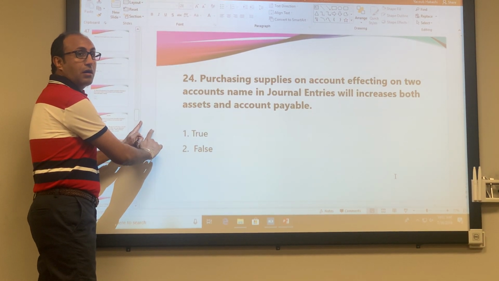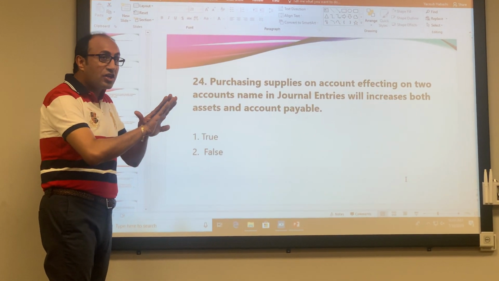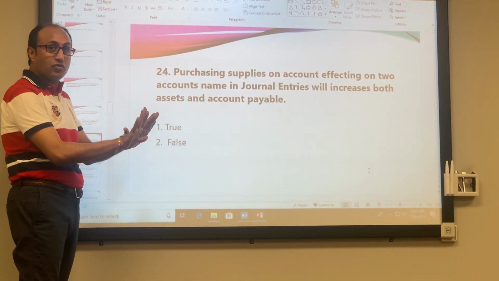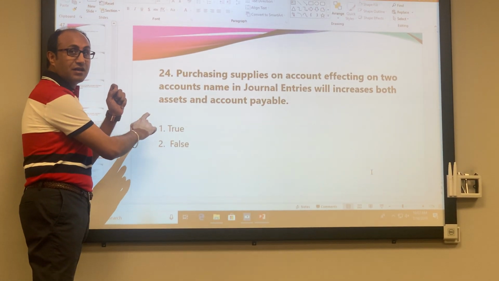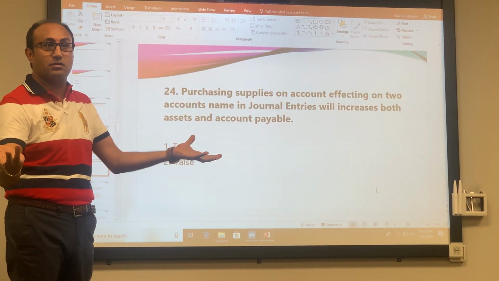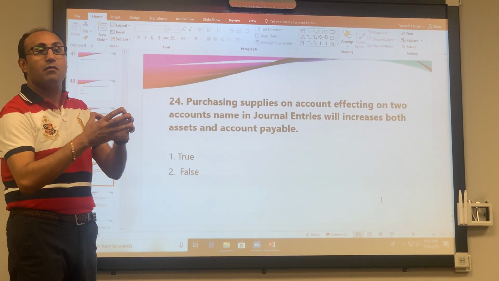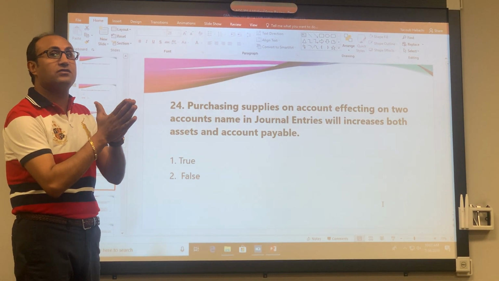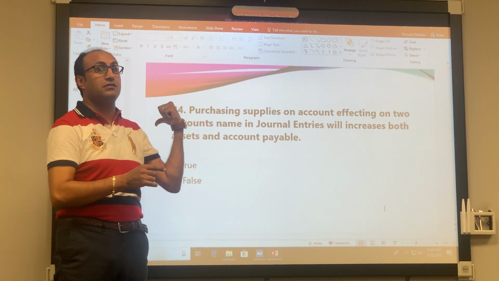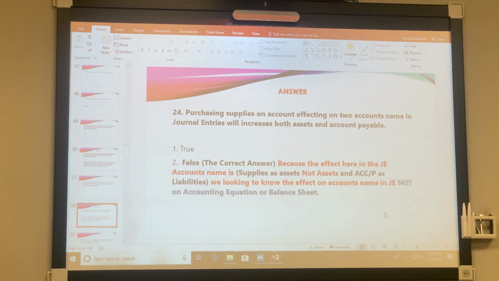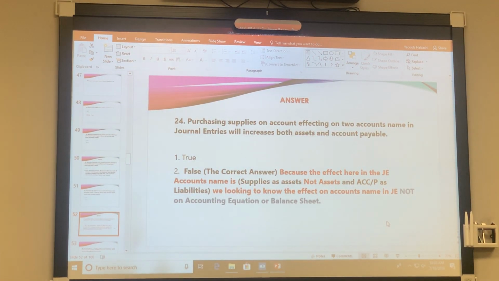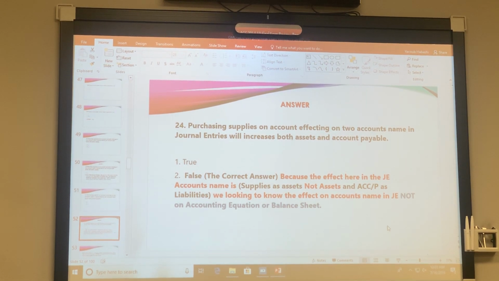Yeah, if you write supplies instead of assets. If you write just the account names, supplies and accounts payable, that's correct. But if you write assets and supplies, that's not correct, because you can't write assets. You have to write the account name, because assets, liabilities or owner's equity are just on the balance sheet, not in the journal entries. This is the correct answer. Would you like to move on?